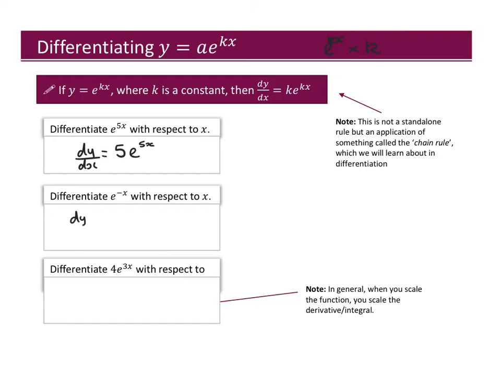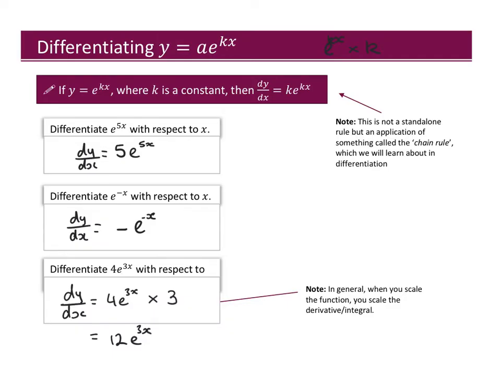Okay, differentiate e to the power of minus x with respect to x. To differentiate it, e to the power of minus x stays the same, and we multiply it by the differential of minus x, which is minus 1. So this becomes minus e to the minus x. And when we differentiate 4e to the 3x, 4e to the 3x stays the same, and then we multiply that by the differential of the power. The differential of 3x is 3, which gives us 12e to the 3x.